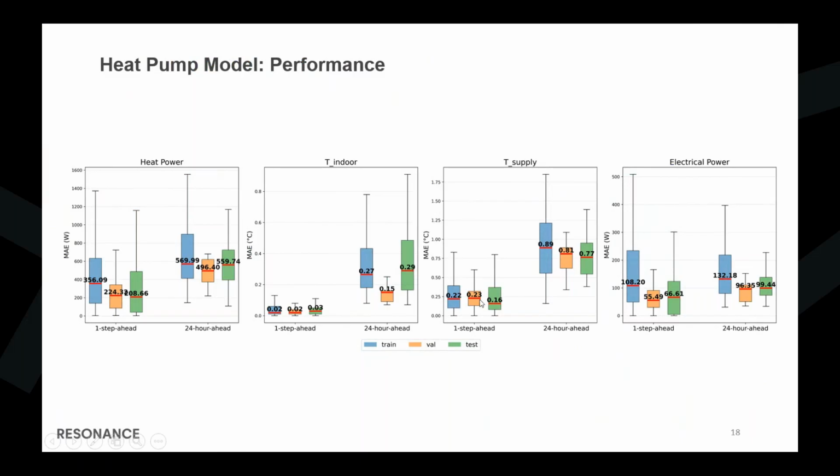And the other targets also have quite good performance. For example, the electrical power, when we forecast 24 hours ahead, we can see that the mean absolute error is only 132 watts, which is around 0.13 kilowatts, right? And this is on the train set. On the test set, it's even less. Given that our heat pump operates up to 2 to 3 kilowatts, this error is quite good.